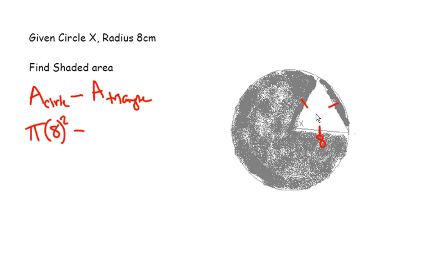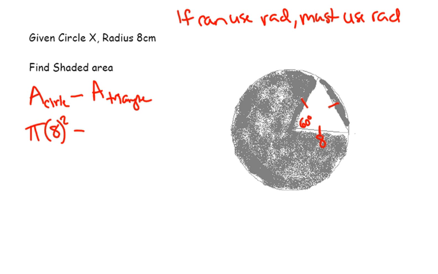Now, there are a bunch of different ways I can find the area of this. So for example, I know that this is 60 degrees, so I could use a side angle side area formula. However, if you'll remember back, we said if you can use radicals, must use radicals. So here's one of those cases where it applies. So what we really need to do is find the area using something that's going to allow me to use simplest radical form. So let's drop an altitude.